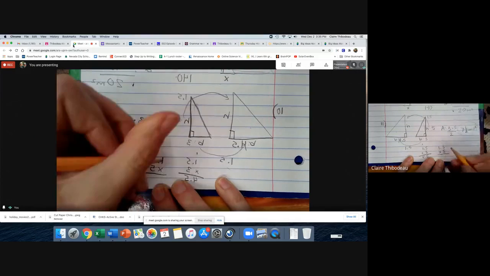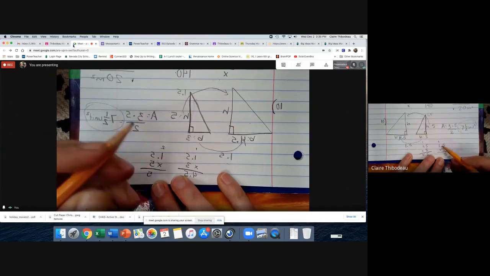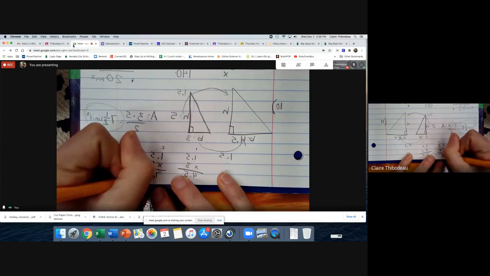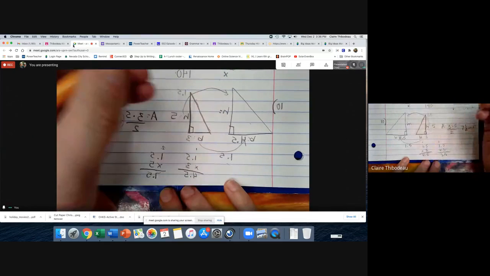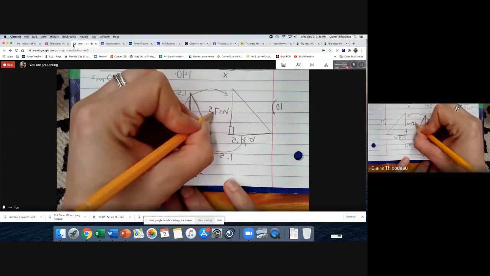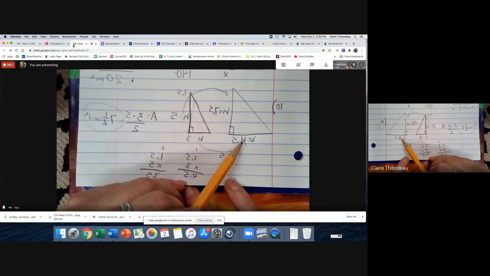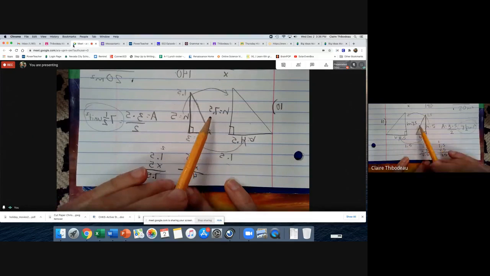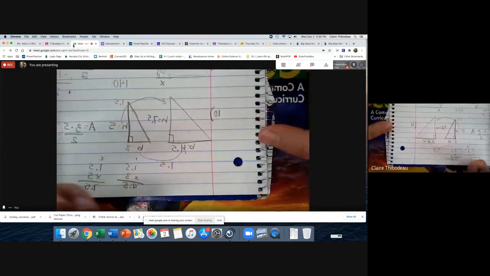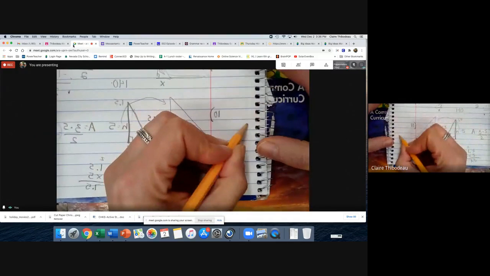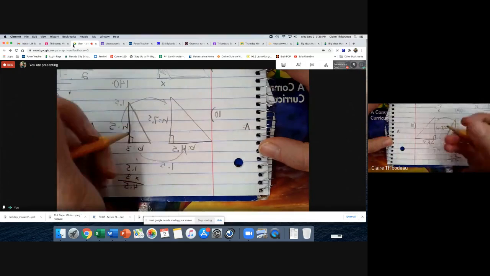So 5 times 5 is 25. Carry the 2. 5 times 1 is 5 plus 2 is 7. And then put your decimal in. So now my height is 7.5. Now I'm going to take 4.5 as my base and 7.5 as my height and figure out the area for this triangle. So I've got area equals base times height divided by 2.